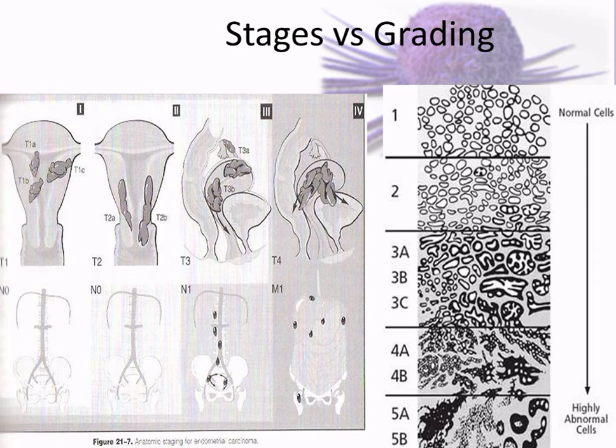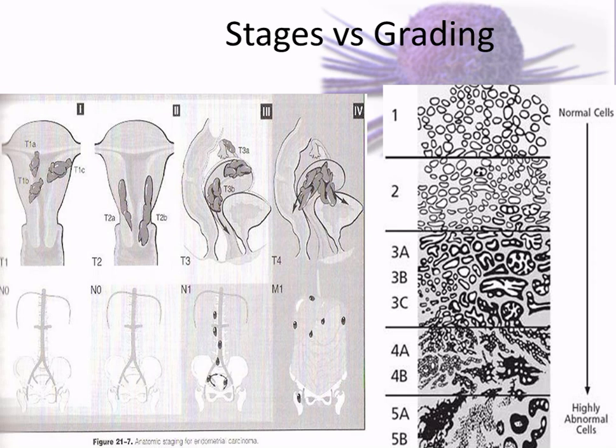The key you want to remember is that stage 1 was more like a what? A normal cell. Stage 5 was absolutely nothing like the normal cells. It's completely changed. So if I asked you a question like that, I might say, which is most different from a normal cell? Stage 1, 2, 3, or 5? It would be 5.